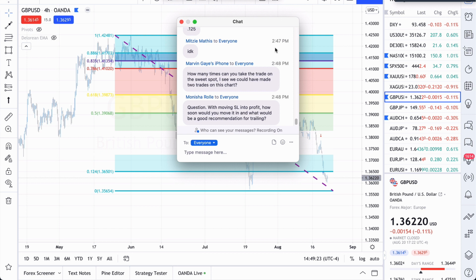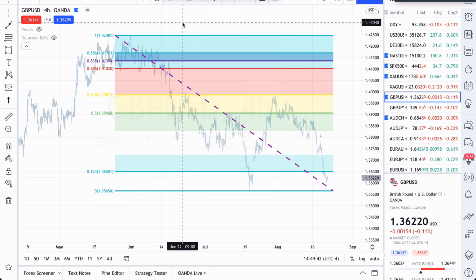You can take that trade as often as you want, as long as you are within proper risk management for you. Question: with moving stop loss into profit, how soon would you move it, and what would be a good recommendation for trailing? Good question. To each his own, but I'll give you mine. If I am trading for 3%, if mine is in 1% in profit, I move my stop loss, because I would rather have 1% than 0%. Does that make sense?